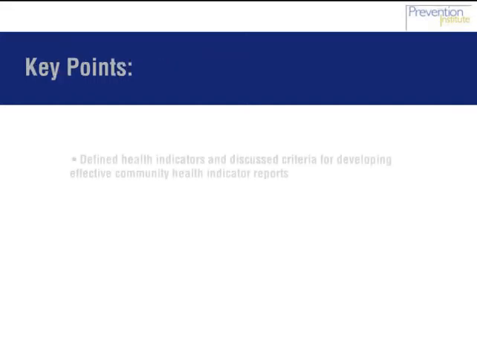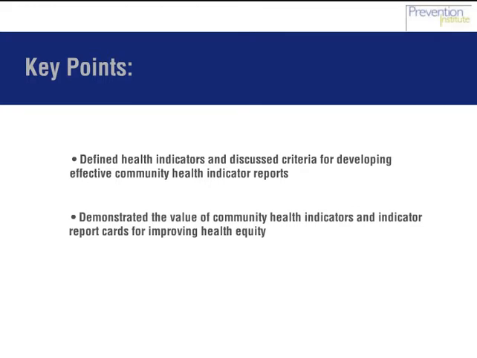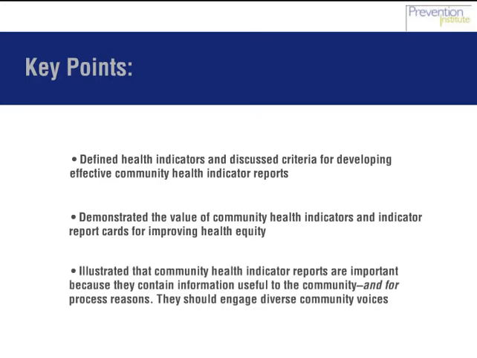To recap this module, we defined health indicators and discussed criteria for developing effective community health indicator reports. We demonstrated the value of community health indicators and indicator report cards for improving health equity, and we illustrated that community health indicator reports are important because they contain information useful to the community. As this module has shown, well-selected indicators presented in an understandable report can have a tremendous impact on policy and practice.